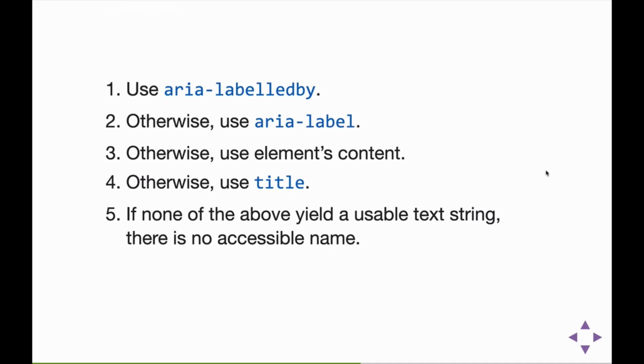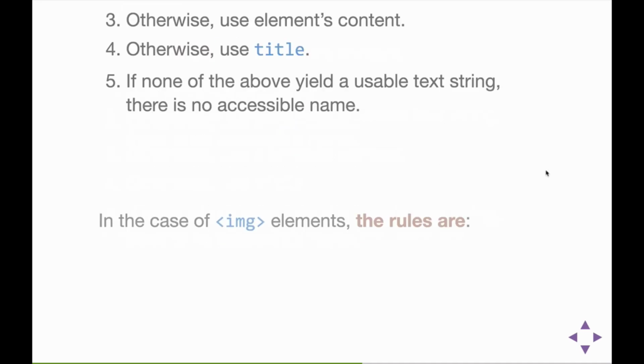Now, obviously, the third option here is the best. In the case of both links and buttons, ideally, we want to use the element's content for the accessible name, but it's actually only third highest in priority.